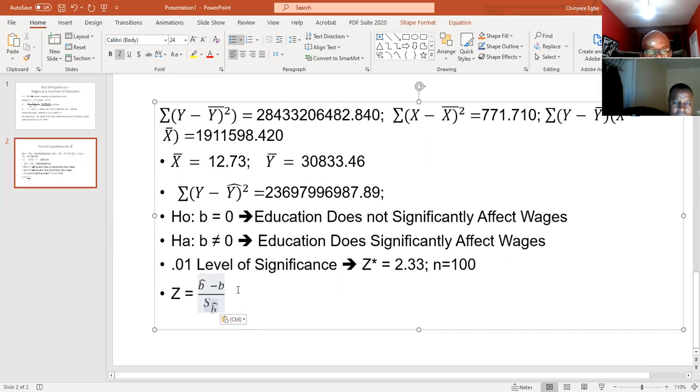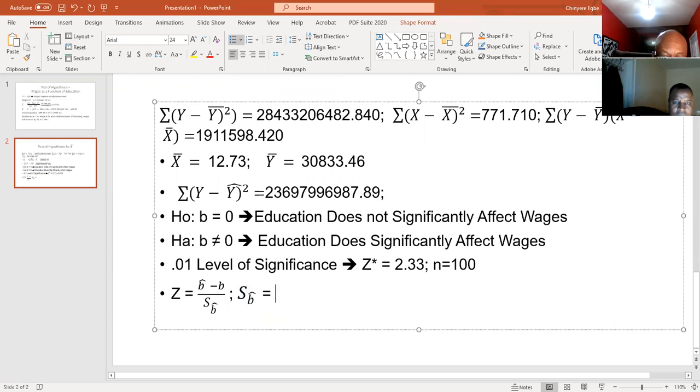All right. Okay. Now, what does this mean? Z is b hat minus b divided by the standard error of b hat, which is equal to what? Now, we're going to have to calculate the standard error of b hat. The standard error of b hat is calculated.